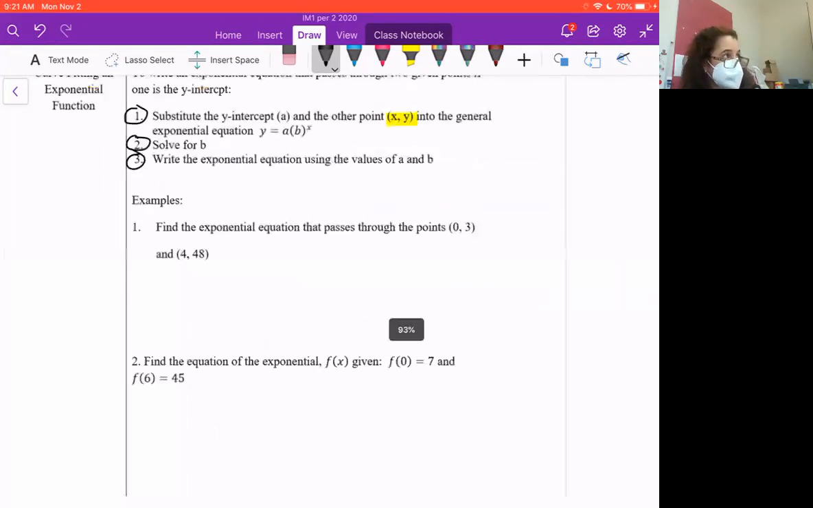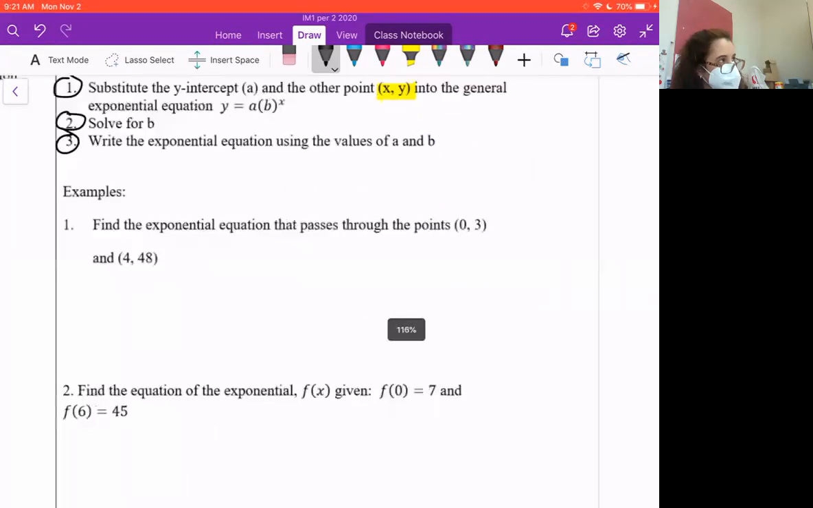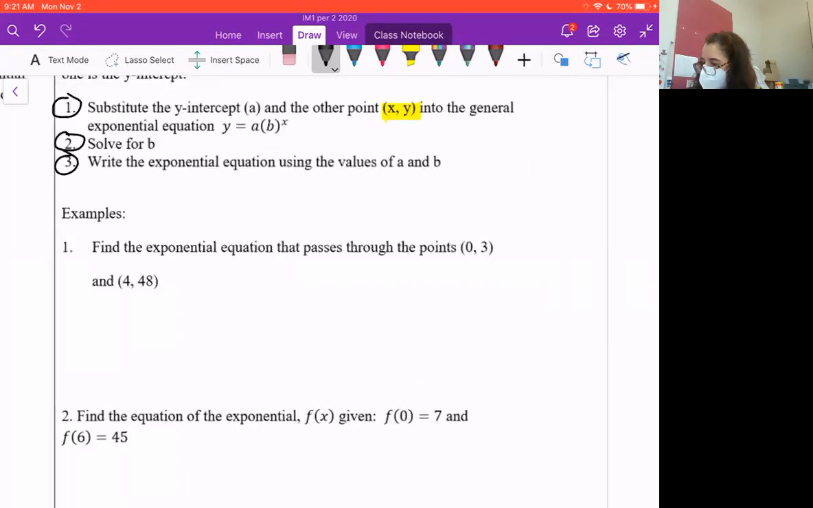So here's an example. Find the exponential equation that passes through the points (0, 3) and (4, 48). Okay, (0, 3). That's important because notice that the x is 0. So that means the y-intercept, a, is 3. So one of the points you can expect today will be the y-intercept. Tomorrow we'll figure out what to do if the y-intercept is not one of the 2 points. But today, one of the 2 points will be the y-intercept.